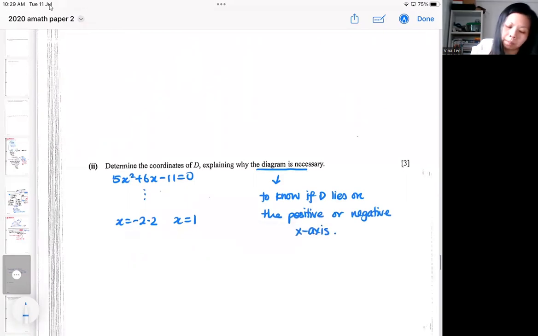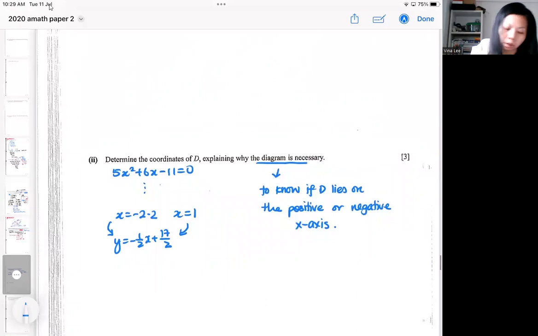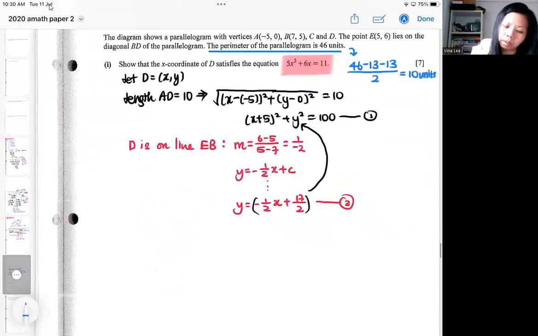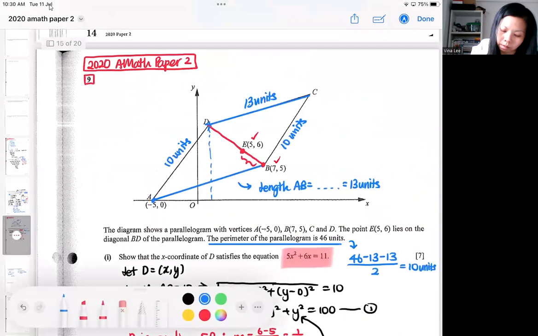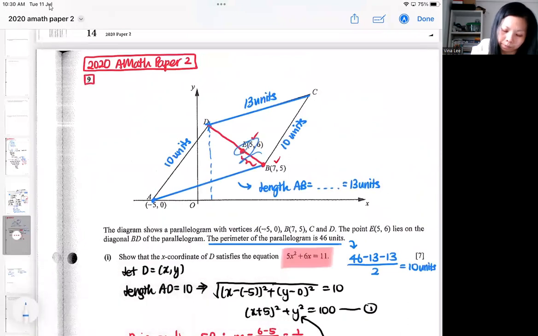Then subsequently, because in the previous part, you already got the equation, you use the equation that you have to find the proper coordinate. So in this case, we are rejecting the negative. So your coordinate will end up to be (1, 8). So once you get the coordinate (1, 8), the last one is quite easy.